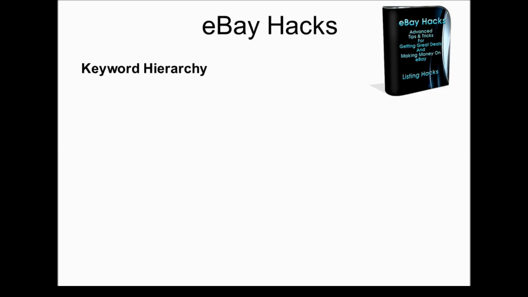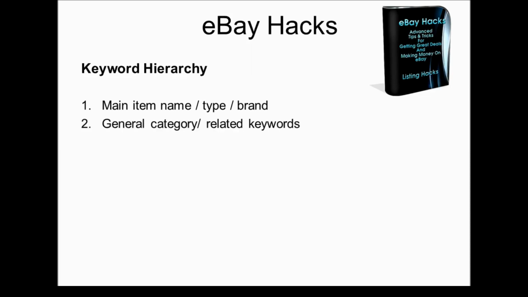Now let's talk real briefly about keyword hierarchy. You want to start with the main item name, the main type of item it is, or the main brand name. Use your best judgment as to which of these is going to be typed in the most, or searched for the most on eBay. Then you want to add in general category or related keywords. We would call these secondary keywords to the main item name, main type, and main brand.